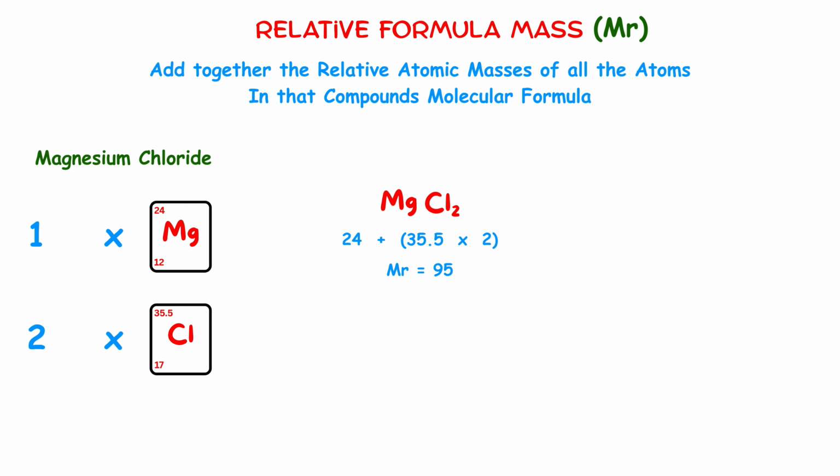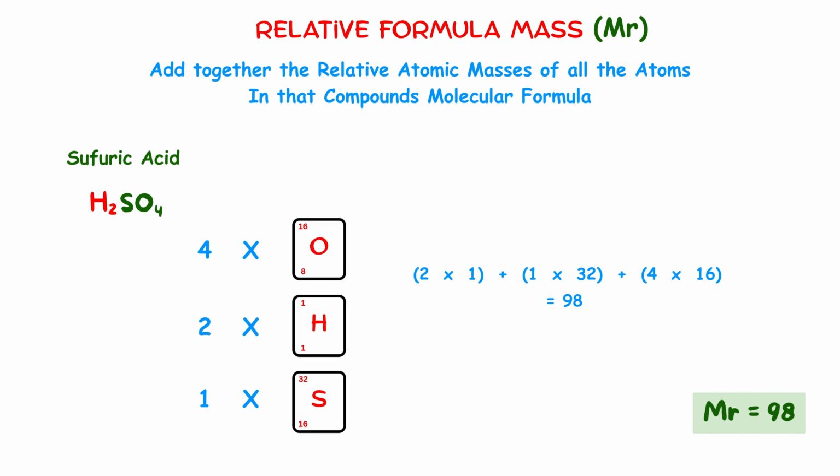Let us take another example, which is sulfuric acid, written chemically as H2SO4. This formula tells us there are 2 hydrogen atoms, 1 sulfur atom, and 4 oxygen atoms. To calculate the relative formula mass here, we do 2 times 1 plus 1 times 32 plus 4 times 16, giving us a total of 98. So the Mr of sulfuric acid is 98.